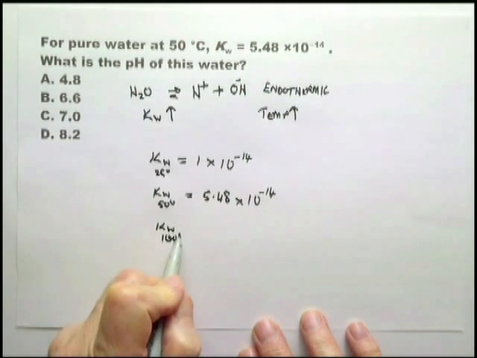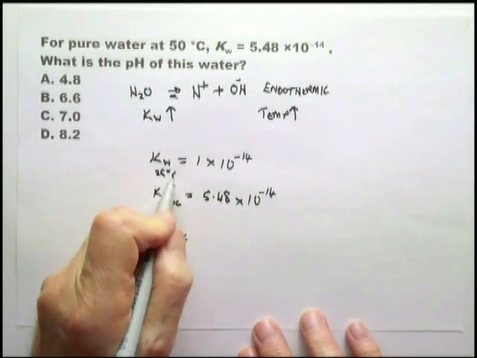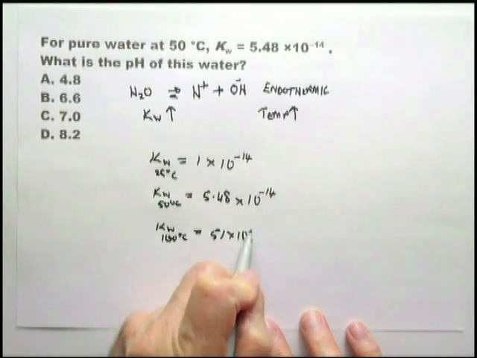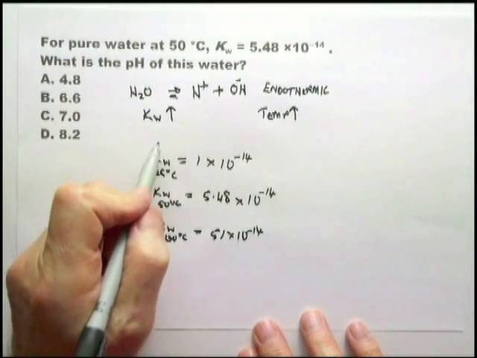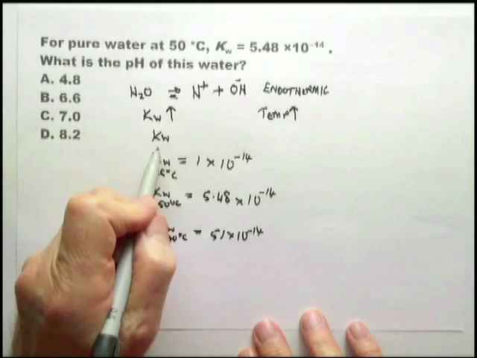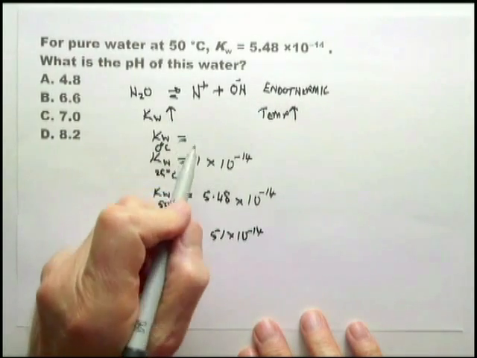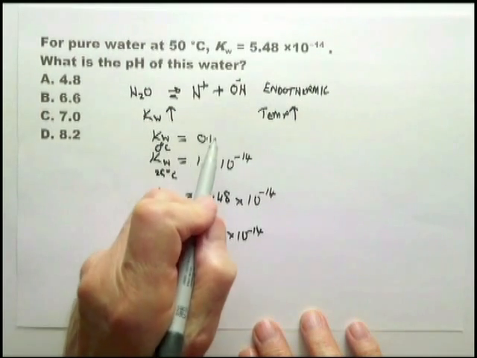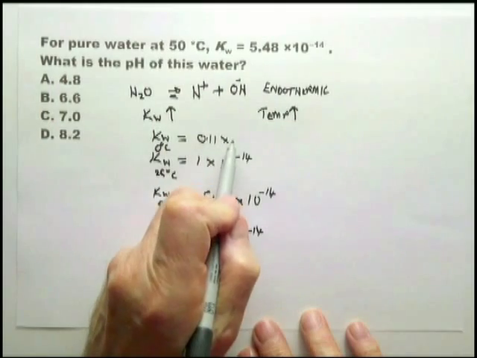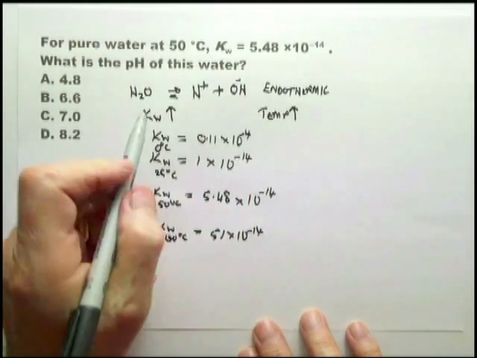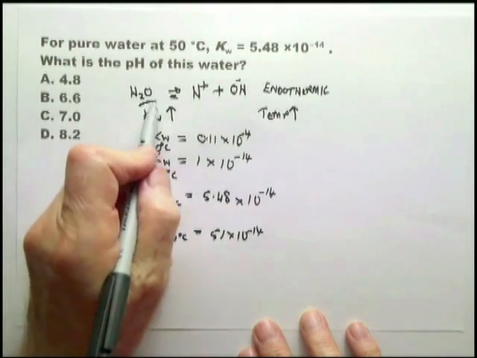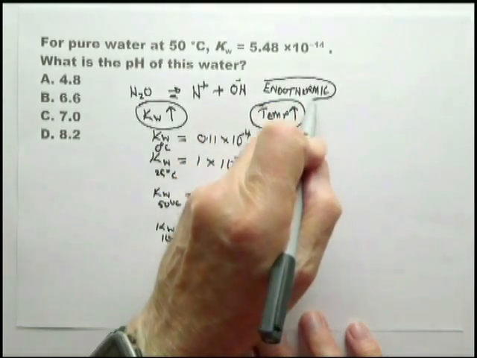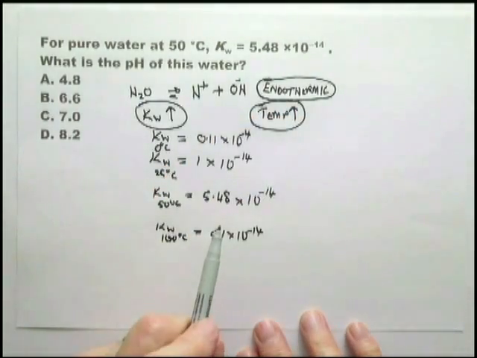You're not expected to remember these. It goes up to about 51 times 10 to the minus 14. And at 0, Kw goes down to 0.11 times 10 to the minus 14. But you are expected to remember that as temperature increases, Kw increases because it's endothermic. Those you are expected to remember.